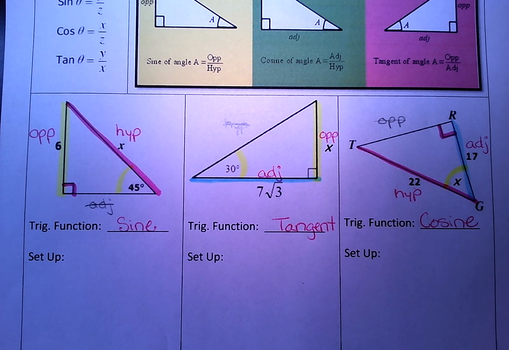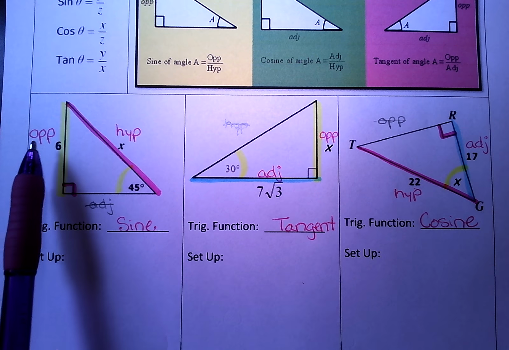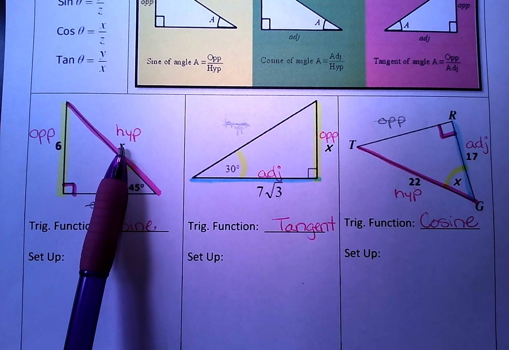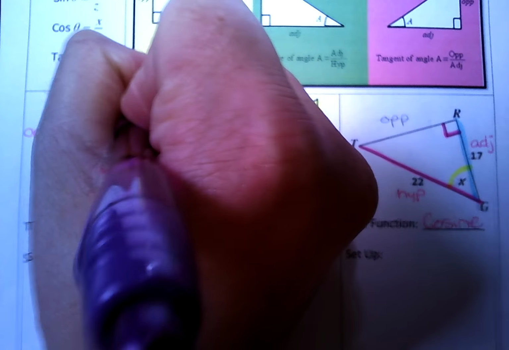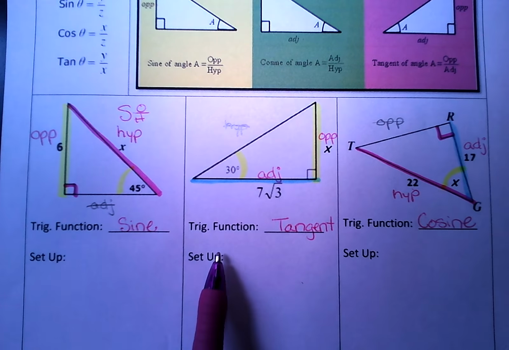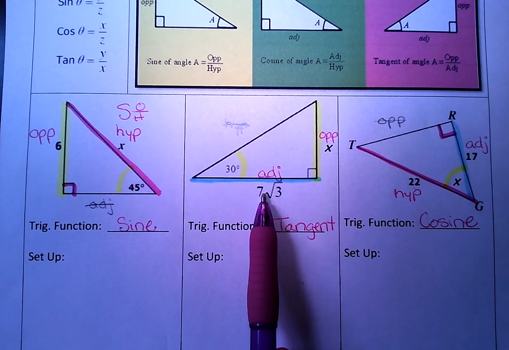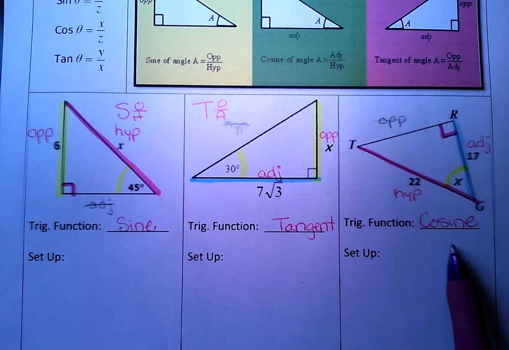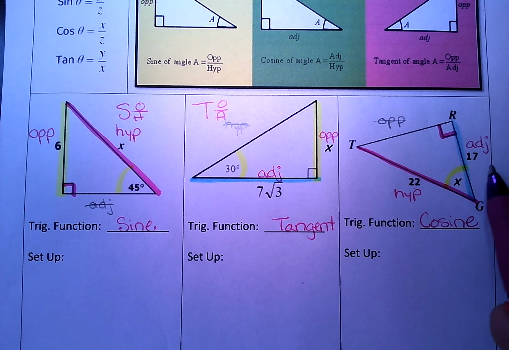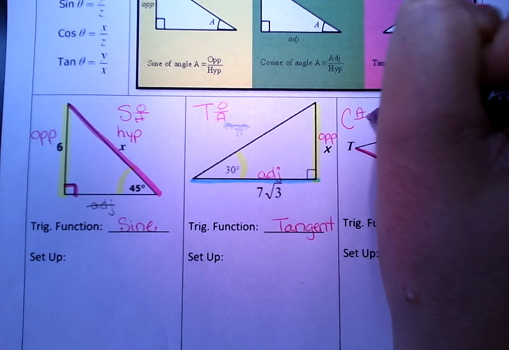So you can see from this part of the setup, we're going to be using all three trig functions because of what's been given in each problem. The problem on the left has given us opposite and hypotenuse to use, so we use sine. The middle problem gives us the opposite and adjacent to use, so we use tangent. And the problem on the right has given us adjacent and hypotenuse to use, so we use cosine.